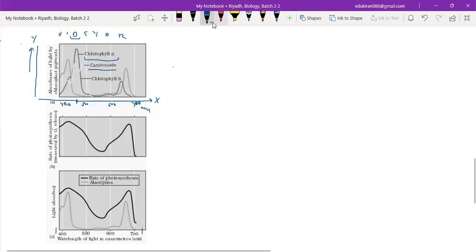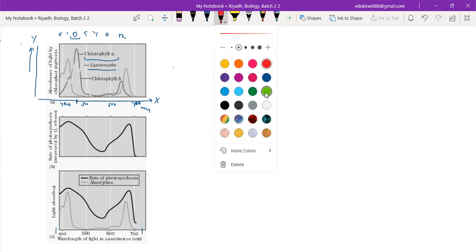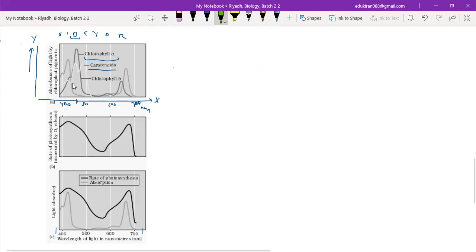And again, the chlorophyll A. So this is the line. Let me use green, green will be a good color for chlorophyll A. So this is chlorophyll A. Can you see what I'm drawing? Is the green one visible on the screen or not? People say yes or no. Yes, sir. So you see this green for chlorophyll A.